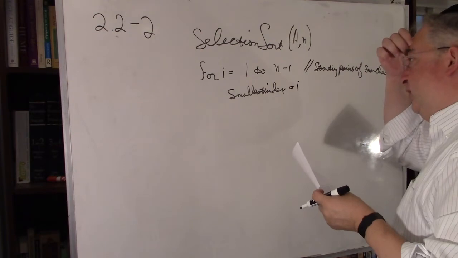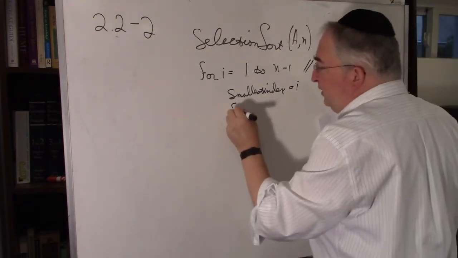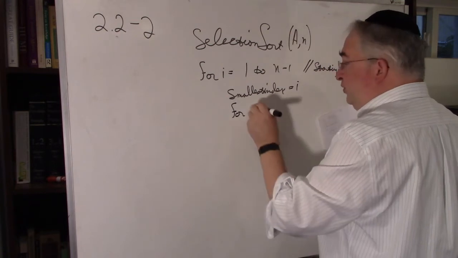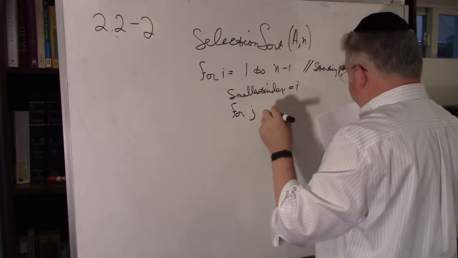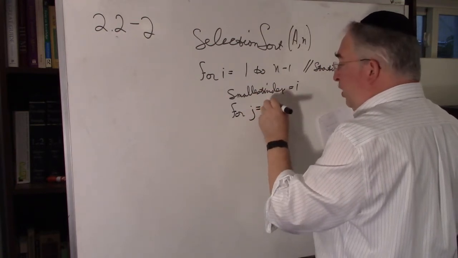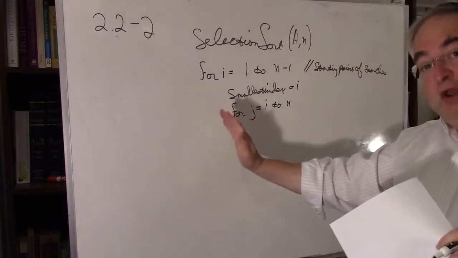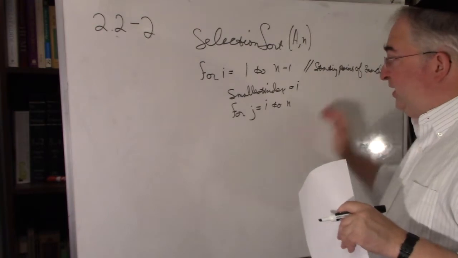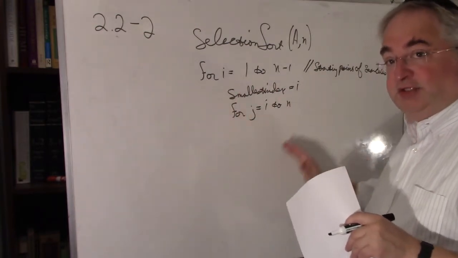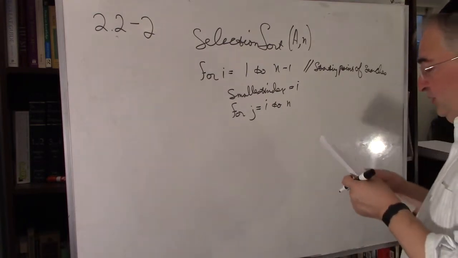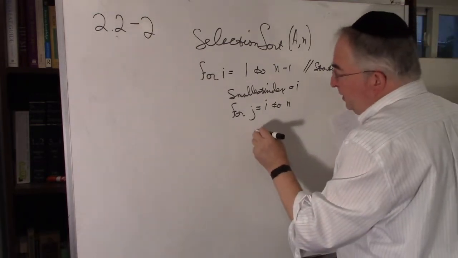Great. But now you need another loop that actually does the search. So you have i and j. For j equal to i to n. What you want to do is search from the first to the last, the second to the last, the third to the last, the fourth to the last, the fifth to the last. That's what this is going to do. And here's what you basically do.